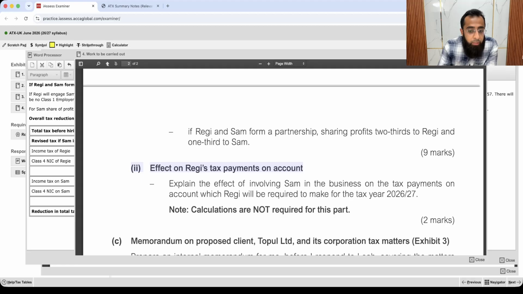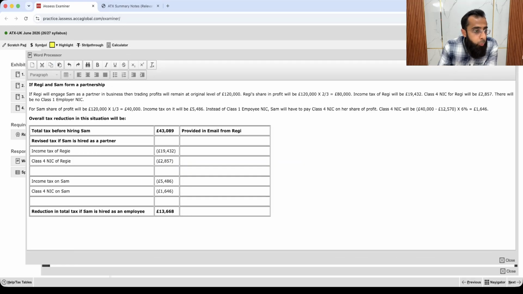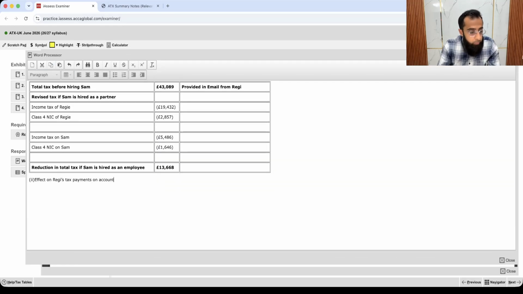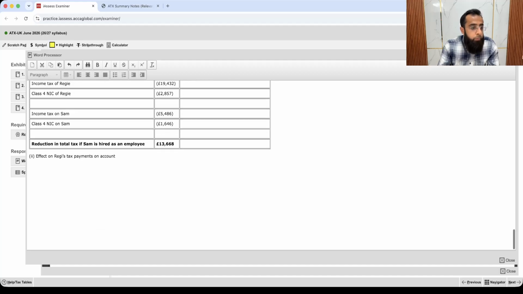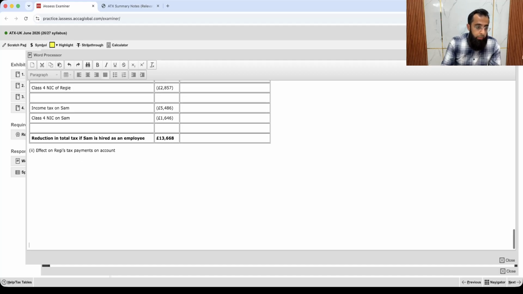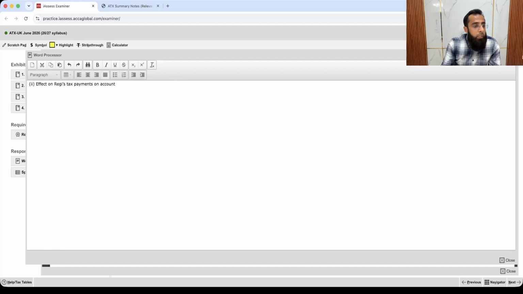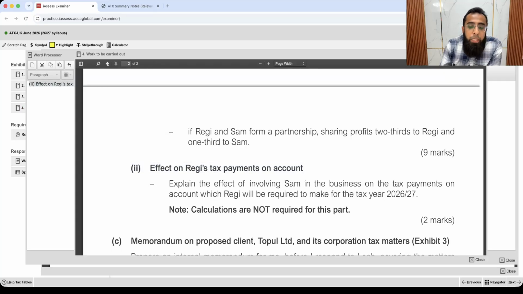So let's look at this requirement, part 2. Now, just a second and then we'll read what he's asking from us. He's saying: explain the effect of involving Sam in the business on the tax payments on account which Regi will be required to make for the tax year 26-27.